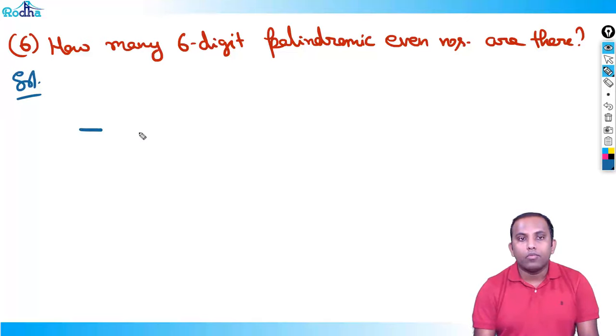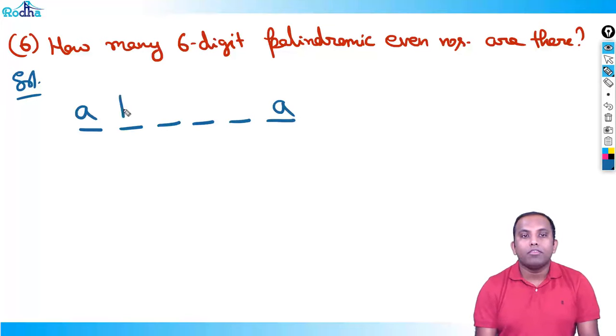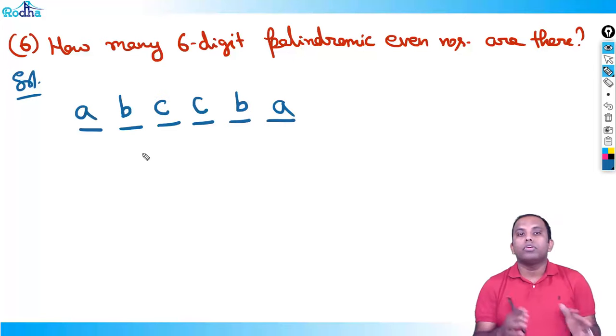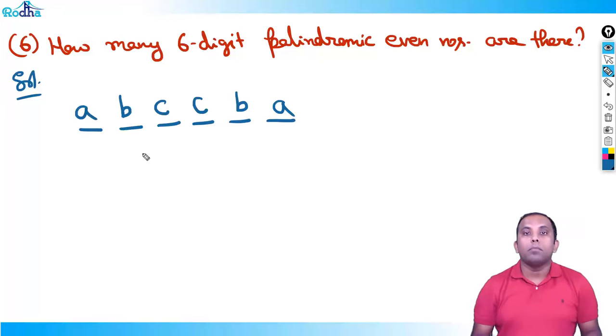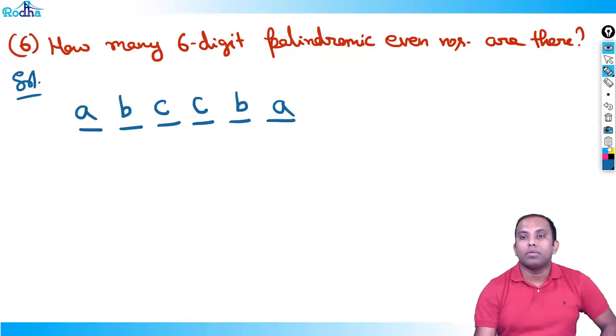See, again, 1, 2, 3, 4, 5, 6. First is A, then last is A. Second is B, then second last is also B. Third is C, third last is also C, right? From left to right and right to left, it should read the same. These are palindromic numbers. So even numbers are there, right? How many palindromic even numbers are there?